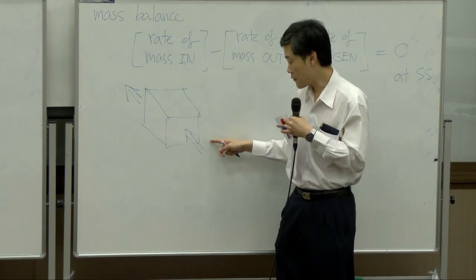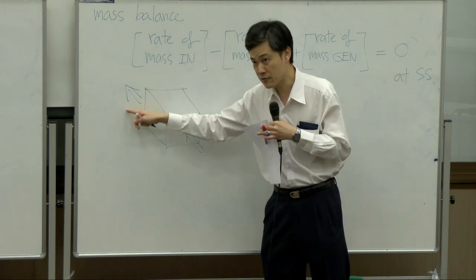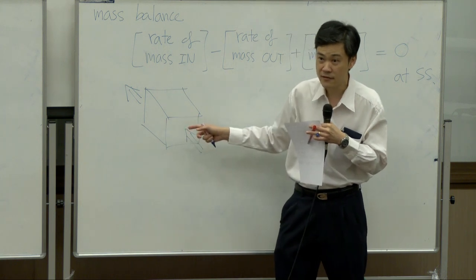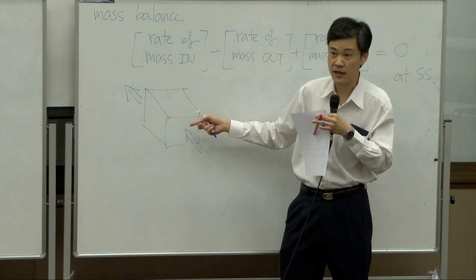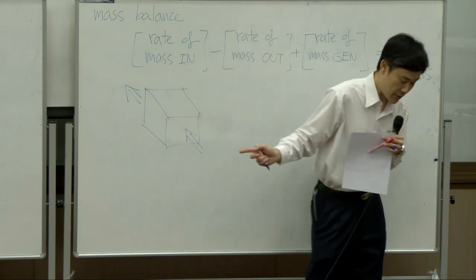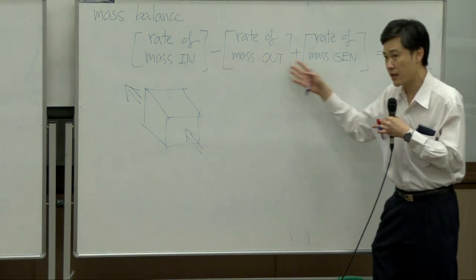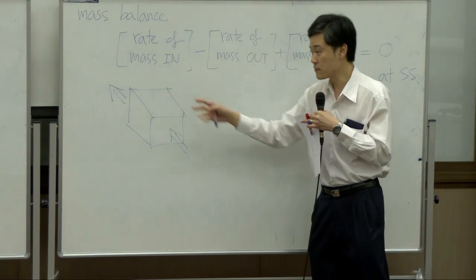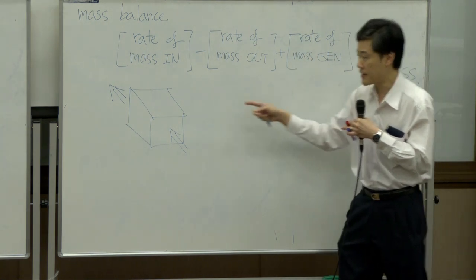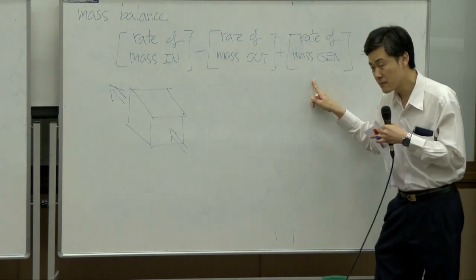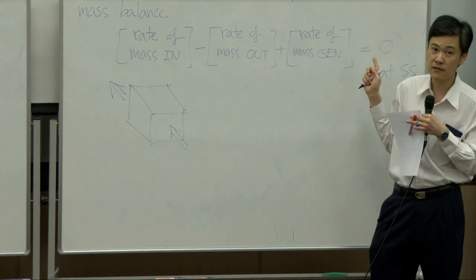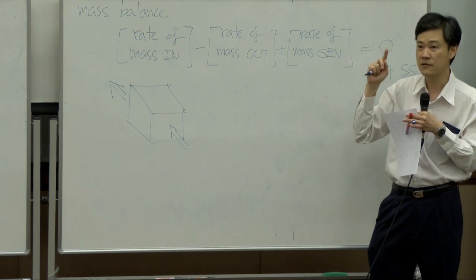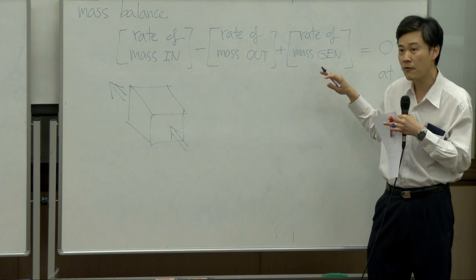If the flow of mass going in and going out are equal, then there will be no accumulation of mass inside. We call this situation a steady state. And the representation of the equation should be something like this. Rate of mass going in subtracted by rate of mass going out, plus if you generate some mass inside the box, you add them up, equal to zero at steady state. You learned that from the last couple of classes, and you should be familiar with this equation by now.